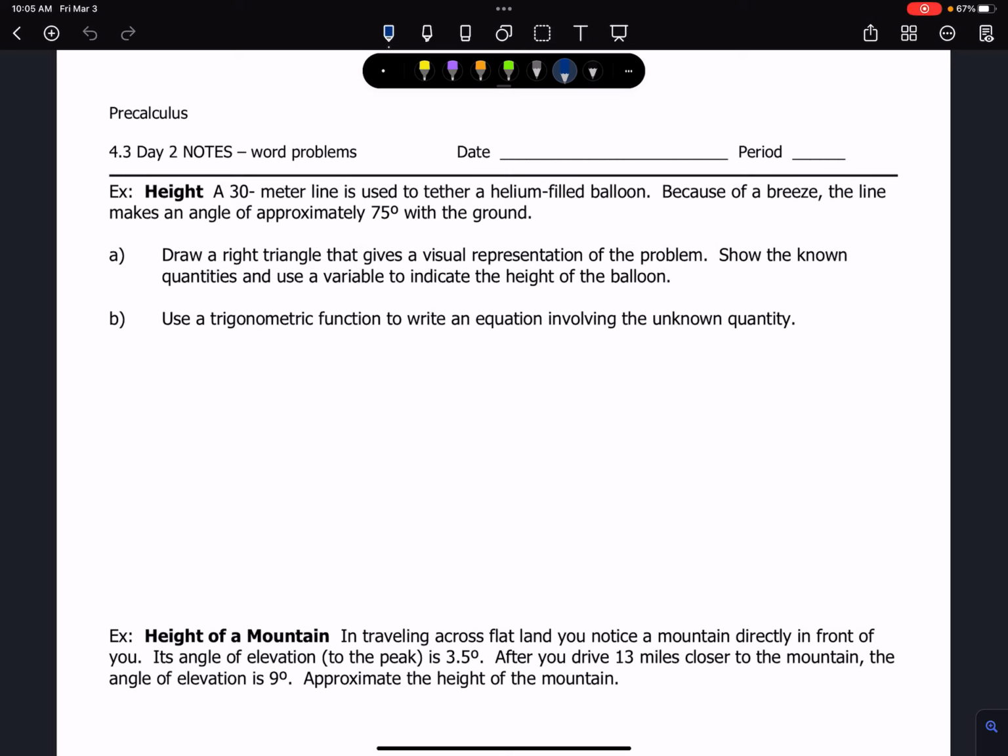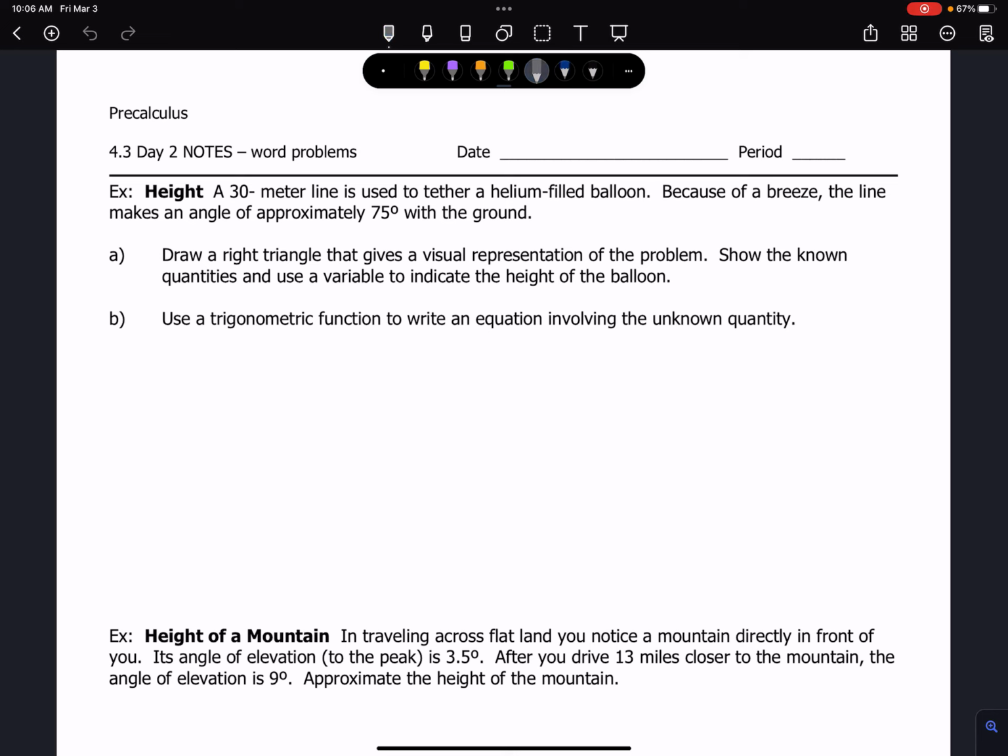We use trigonometry many times to solve right triangle situations that include an angle and a side. So for our first example, we're going to find the height of a balloon that is off the ground. We have a 30-meter line that's used to tether a helium-filled balloon. Because of a breeze, the line is going to make an angle of approximately 75 degrees with the ground.